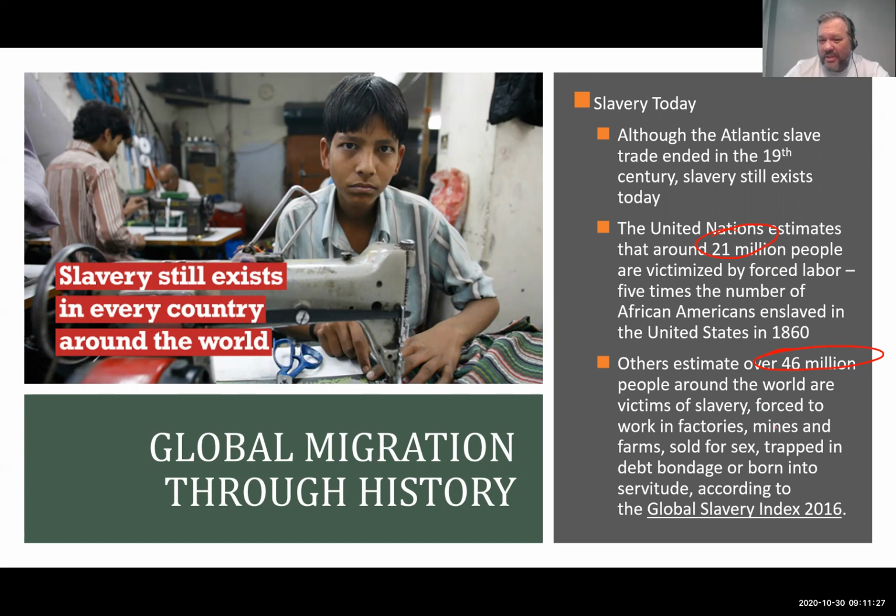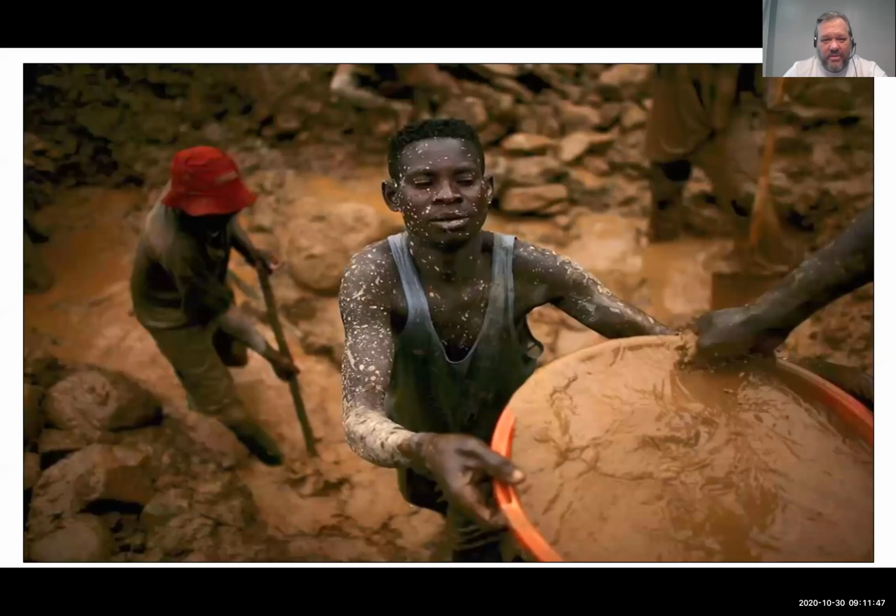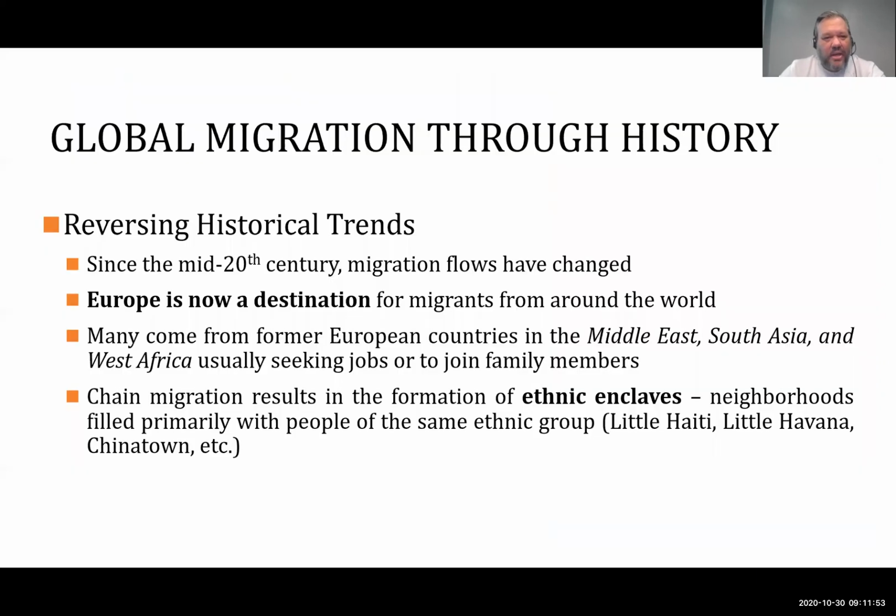And so some of the things that they are doing today would be to work in factories, mines, farms, sold for sex, trapped in debt bondage, or they're just born into servitude. And so that is still happening today around the world. So it is definitely a concern. This would be somebody who's enslaved working in a mine today.